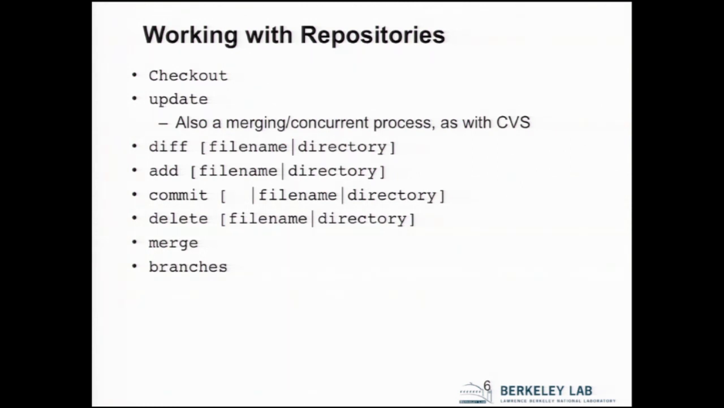When you're working with your repositories, the first thing you do is a checkout, and that's when you get a new working copy of the directory. Once you have checked out a working copy, if you just want to get incremental changes that are going on in your directory, you run an update. You can also do the merge with the update process. There is a diff command, which tells you the difference between the way your working copy differs from the central repository.